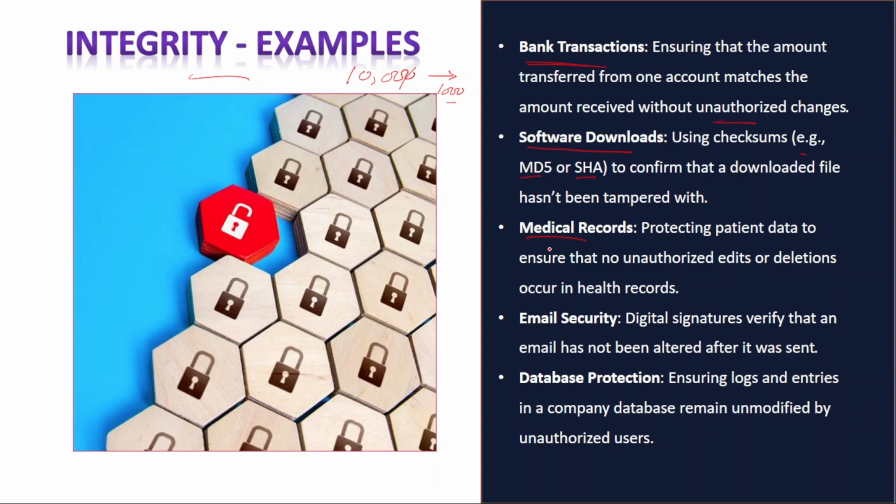Medical records: protecting patient data to ensure that no unauthorized edits or deletions occur in health records. Similarly, this is also very important. Email security: digital signatures verify that an email has not been altered after it was sent. Database protection: ensuring logs and entries in a company database remain unmodified by unauthorized users. So in short, the purpose of integrity is that the information, during transition or at rest, must be unaltered or uncorrupted.